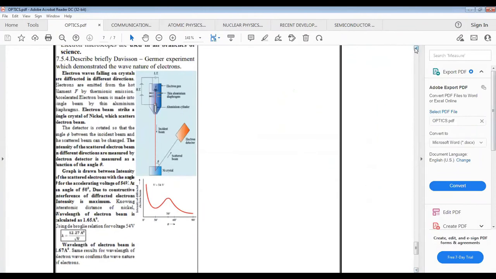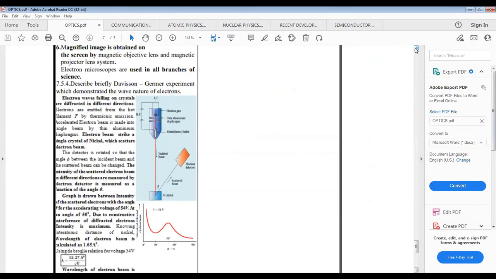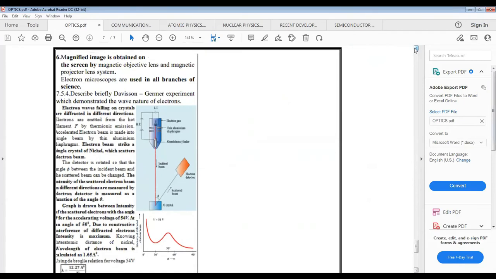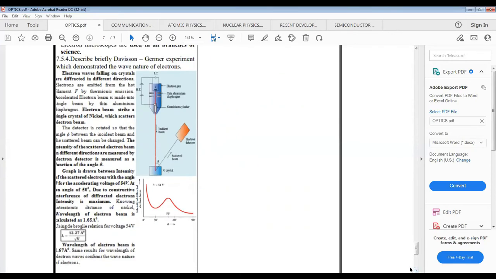Then another question is the Davisson and Germer experiment. Sometimes they may ask this question. It is a very simple question, but if you see the diagram, you may get confused. Actually, electrons are falling on a crystal. This nickel crystal is rotated. So you are measuring the angle and also finding the intensity of the electrons which are scattered. You are drawing a graph between the angle and the intensity.